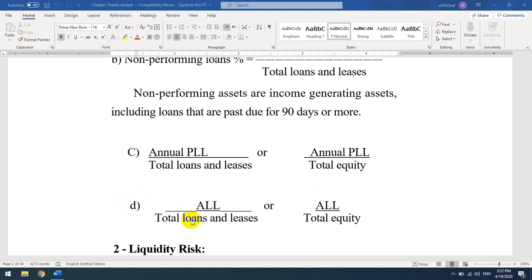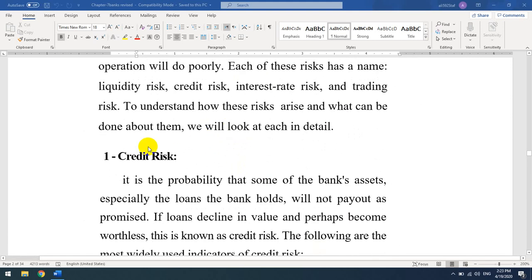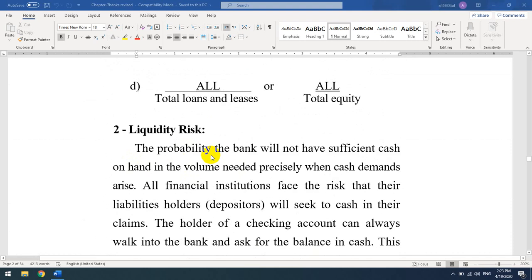All of these abbreviations we learned or discussed before in chapter 4 and chapter 1. You can go back to these chapters to read more about these abbreviations again. The measure is ALLL, allowance for loan loss divided by total loans and leases, or allowance for loan loss divided by total equity. These are the parameters that can measure credit risk.